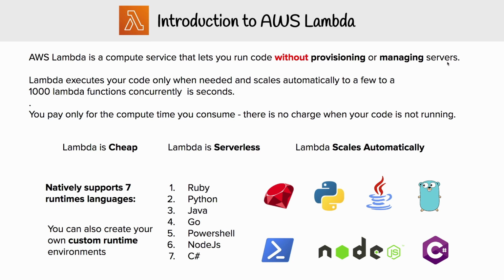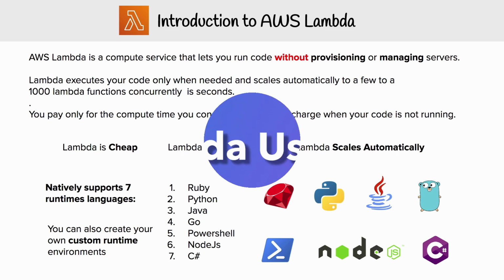Now, in order to use Lambda, you are just uploading your code, and you have up to 7 options that are supported by AWS. So we have Ruby, Python, Java, Go, PowerShell, Node.js, and C#. If you want to use something outside of this list, you can create your own custom runtimes. They're not supported, so AWS support is not going to help you with them, but you can definitely run them on AWS.